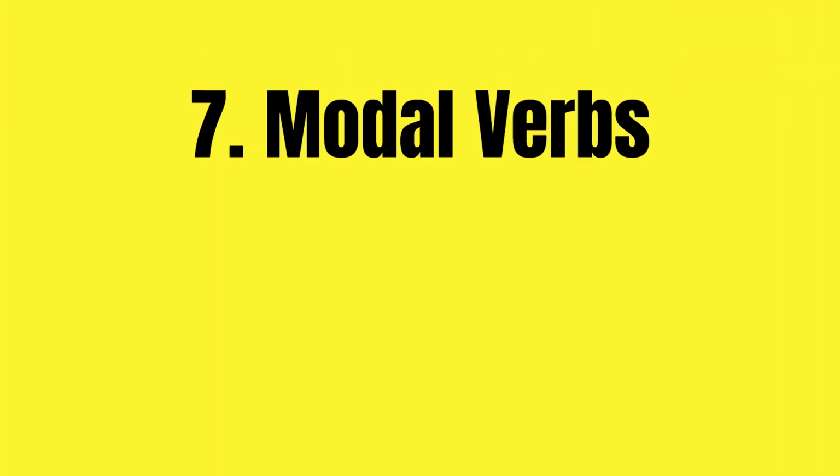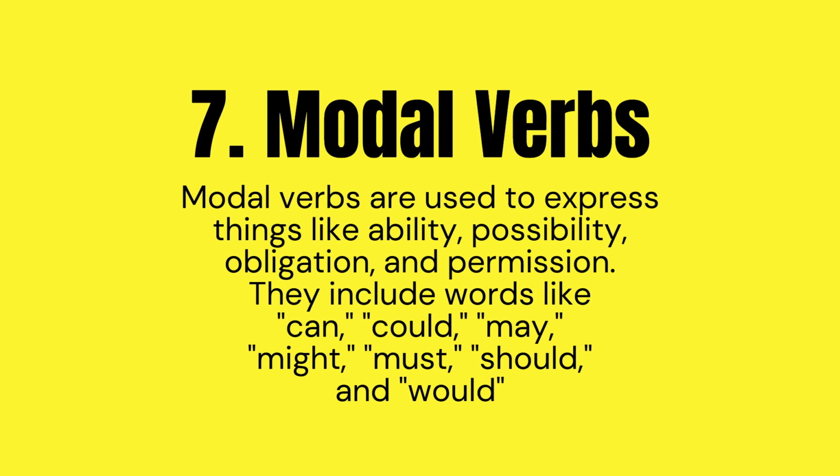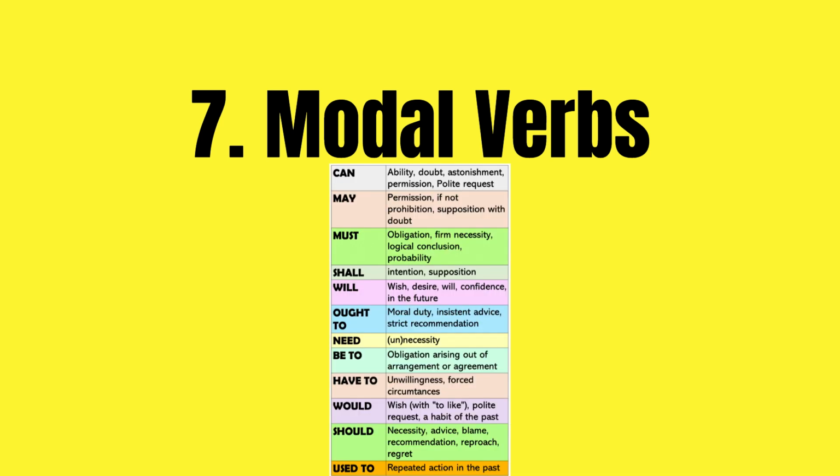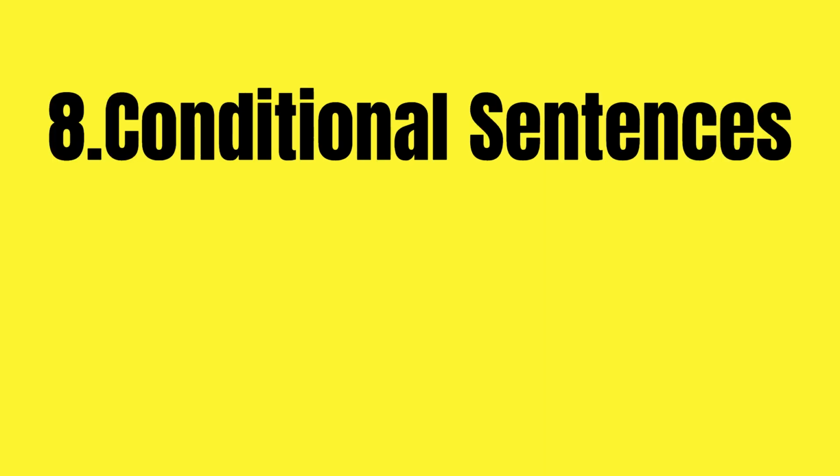Modal verbs. Modal verbs are used to express things like ability, possibility, obligation, and permission. They include words like can, could, may, might, must, should, and would. Modal verbs can be tricky to use because they often require a specific form of the main verb and can have different meanings depending on the context. Using modal verbs correctly can make your writing more precise and effective.